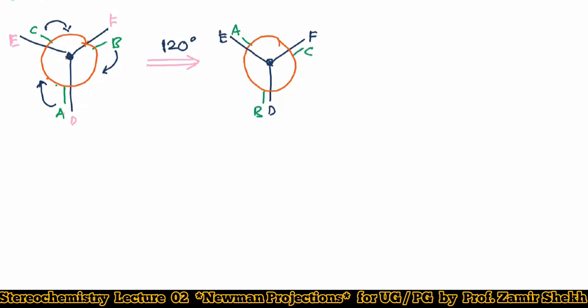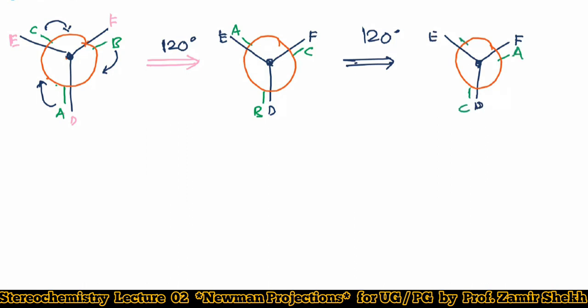Again, I rotate that molecule via 120. What happened? So these are F, this is E, this is D now. And here, this is A, this is C, this is B now.